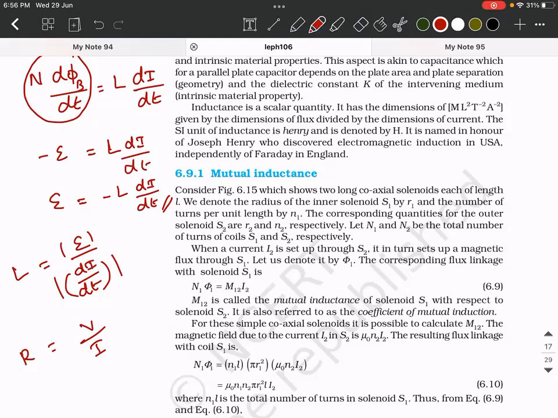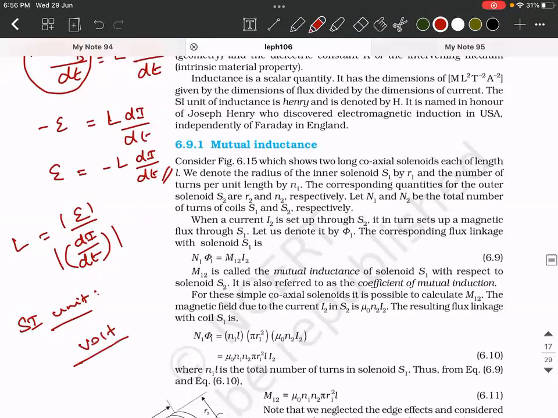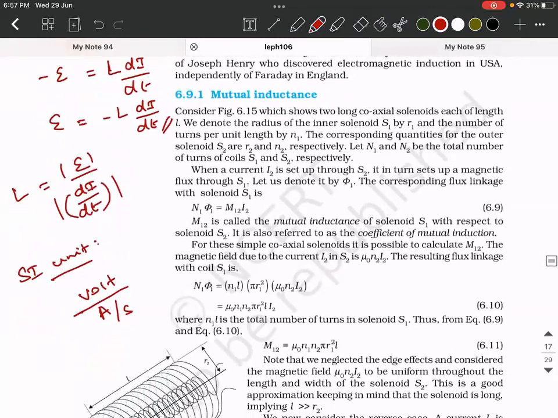So, having said this, what is going to be the SI unit of inductance? The SI unit will be volt divided by ampere per second. So can I write it as volt second per ampere? This volt second per ampere is what is called Henry, which is the name of a person. That is why the symbol is capital H.